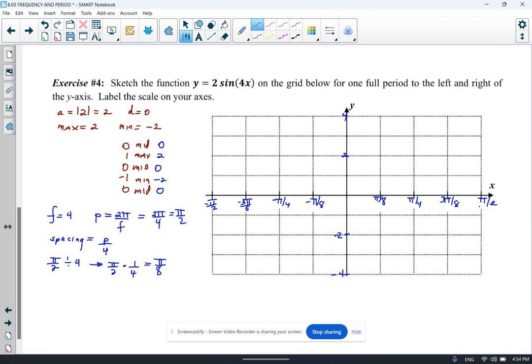So you're going to graph the critical values, which are these patterns. So at 0 radians, you're starting at 0. Then you're going up to 2. Then you're going back to 0, back to negative 2, and back to pi over 2.